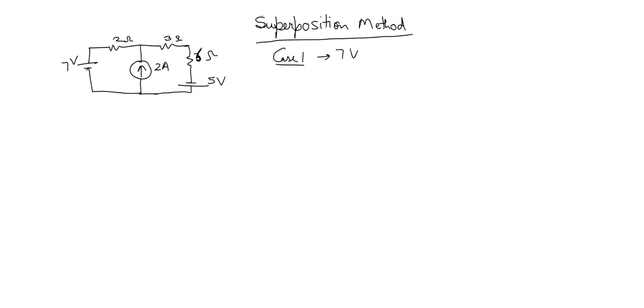So you have to redraw the circuit and consider the 7-volt source. Whatever other power sources you have: this is the 2 ampere current source, so it will be considered open. And this is the 5-volt voltage source, so it will be considered short. So considering one source at a time, with other voltage sources as short and current sources as open, I redraw the circuit, label it, and you solve this circuit.